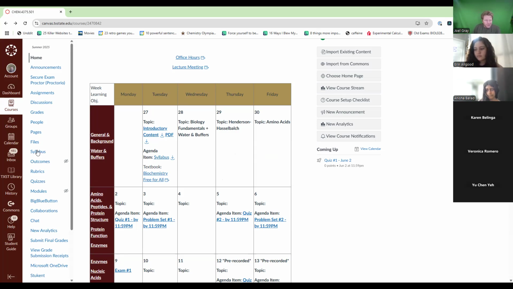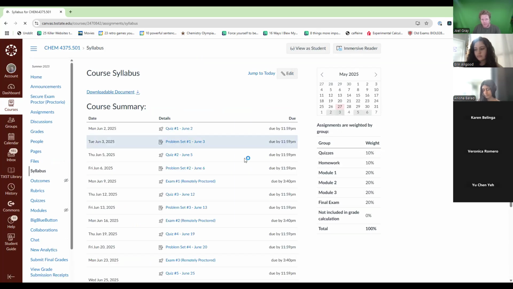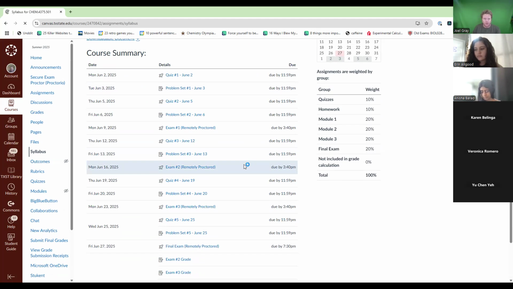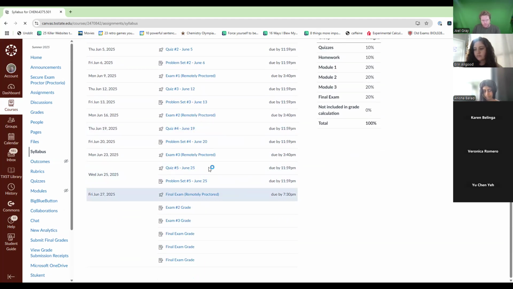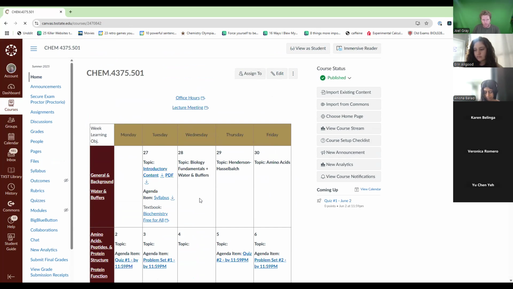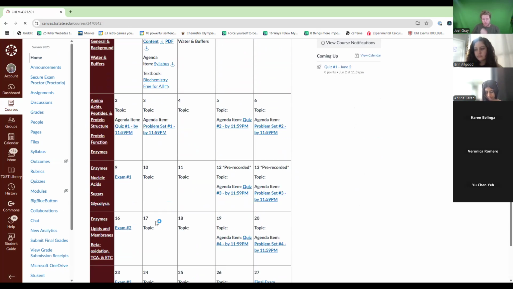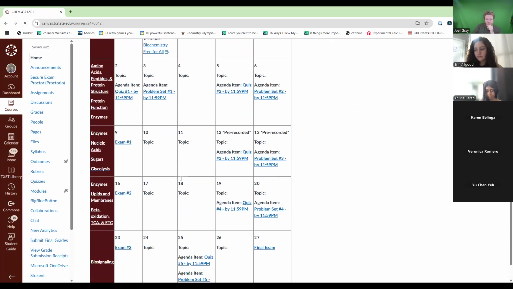If you click on syllabus on your Canvas page, you'll see the downloadable document as well as all of the dates for everything. I've also got this calendar right here ready to go, so that you can see, oh, it's Tuesday the 3rd, I've got a problem set due by 11:59 p.m. tonight. I try to keep that up to date and clear so that you're good in that respect.